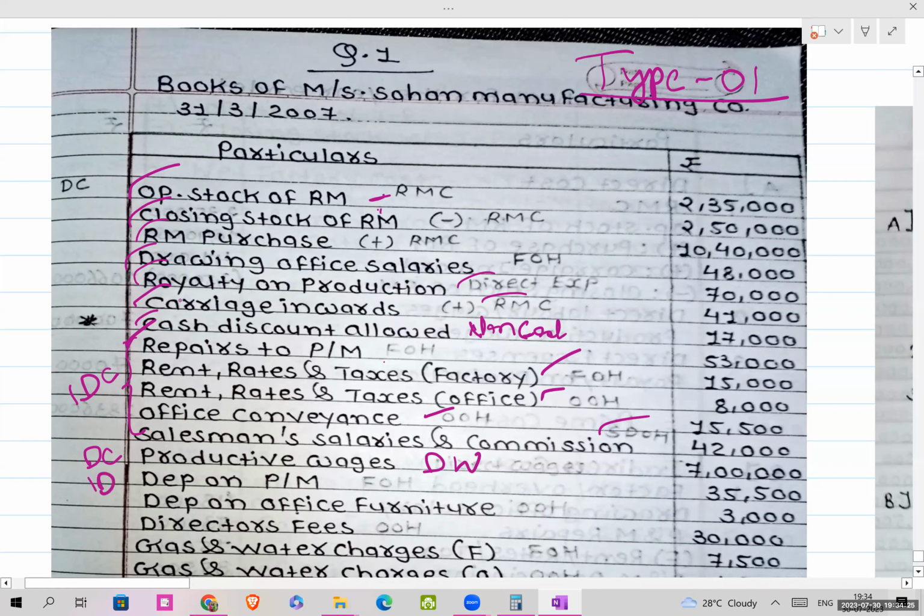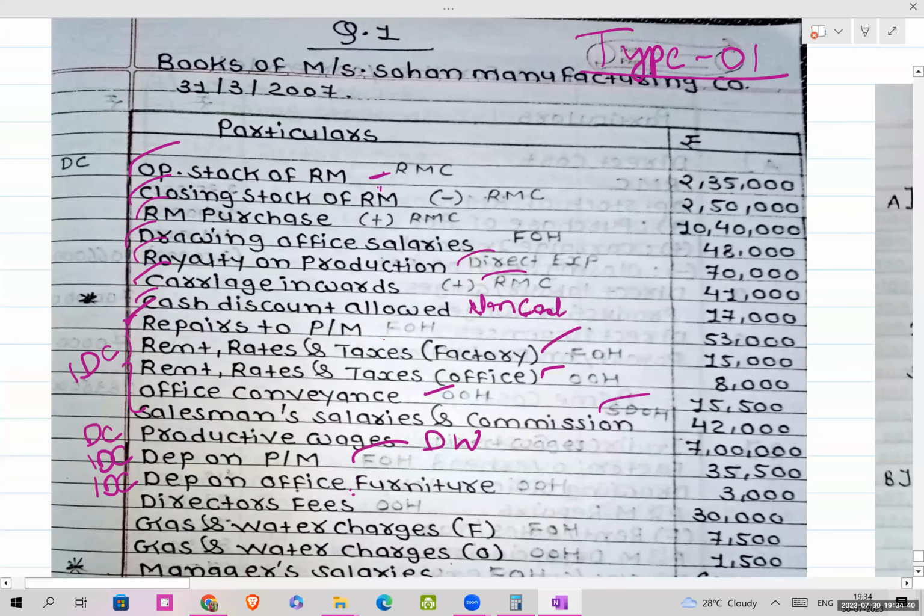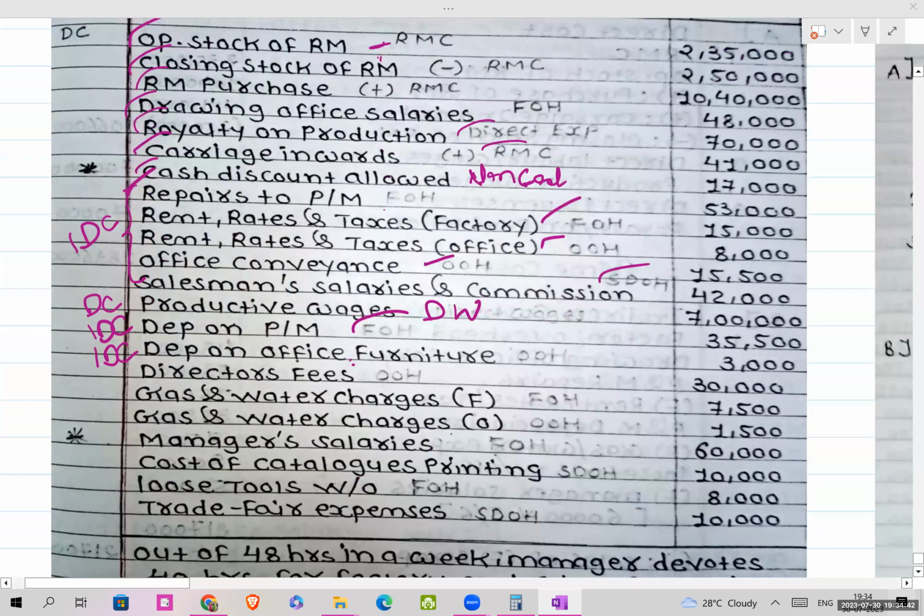Then comes plant and machinery. This is an indirect cost, and under indirect cost, it will go under factory overheads. Then comes depreciation on office furniture. This is also indirect cost, and because it is related to office, it will go under admin overheads. Okay, so this is how it will be.